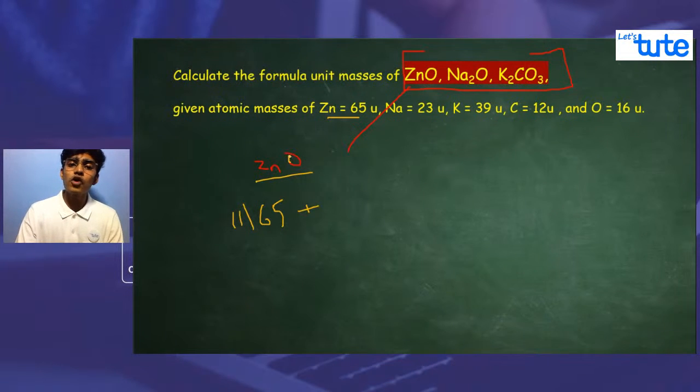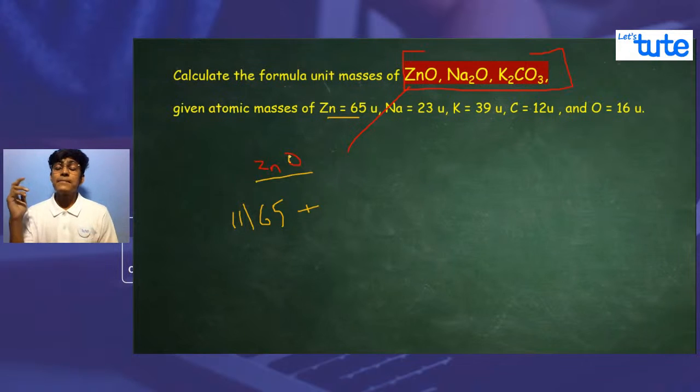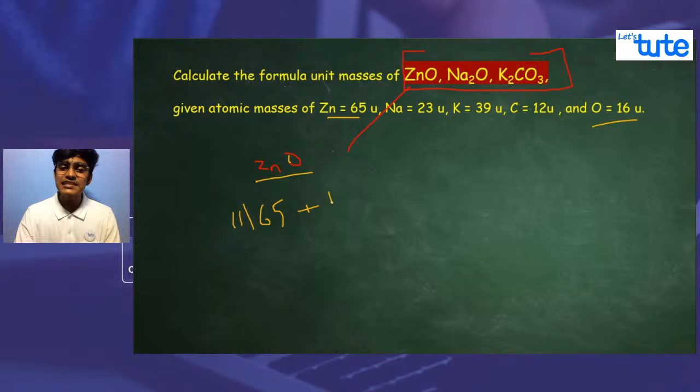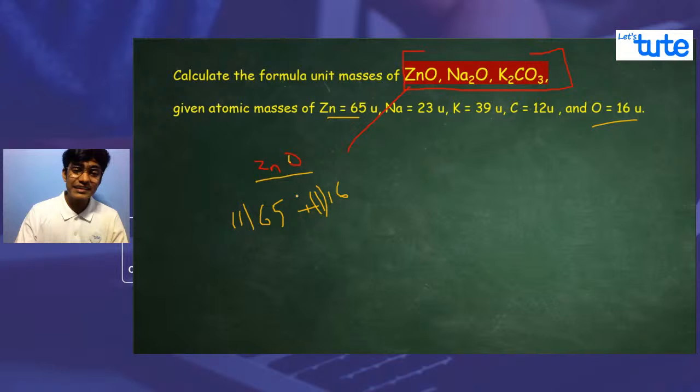Now what is the value of the atomic mass of oxygen? It is 16 U. So I'll simply add 16 U over here, and we have only one atom, so I'll multiply it by 1. So 16 multiplied by 1 gives us 16, and 65 multiplied by 1 gives us 65. Now we simply have to add both of them together. We add 65 plus 16, so we get the value as 81.